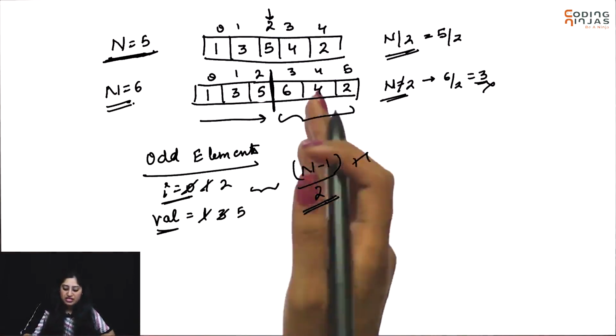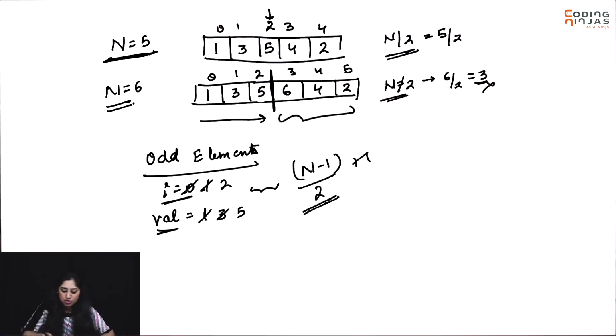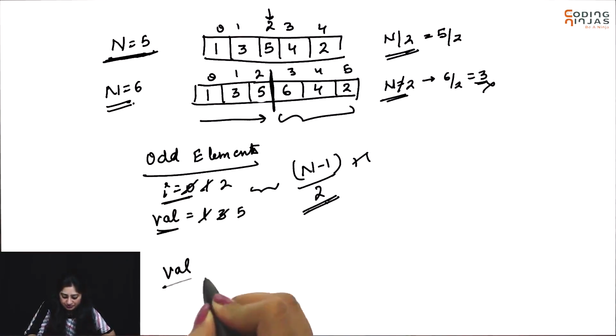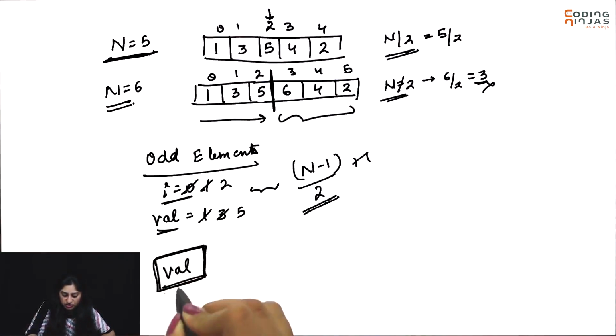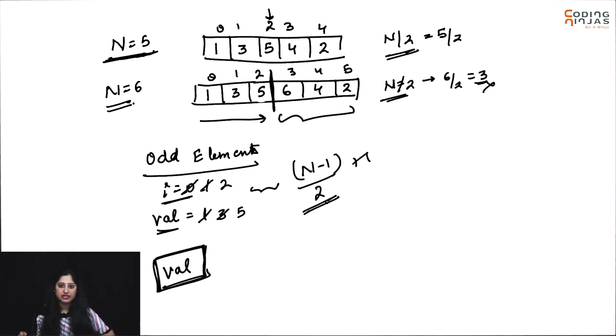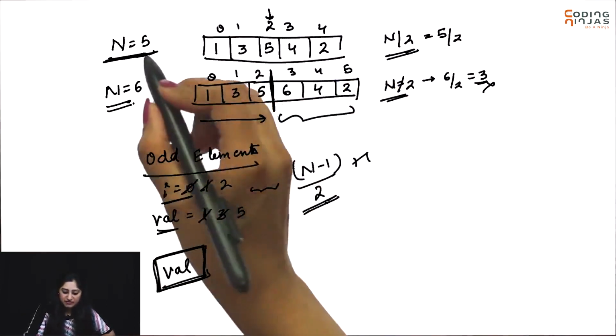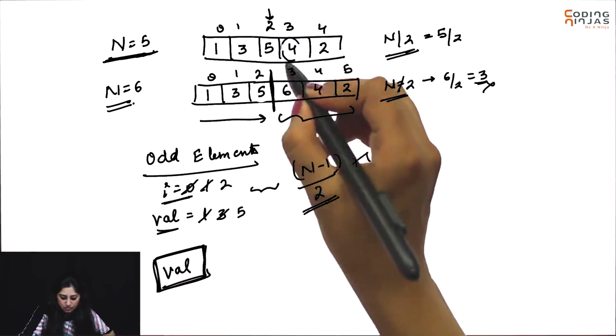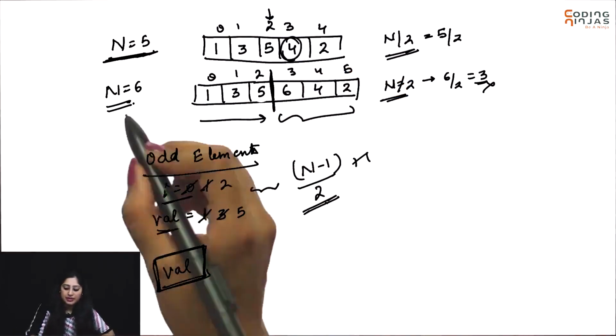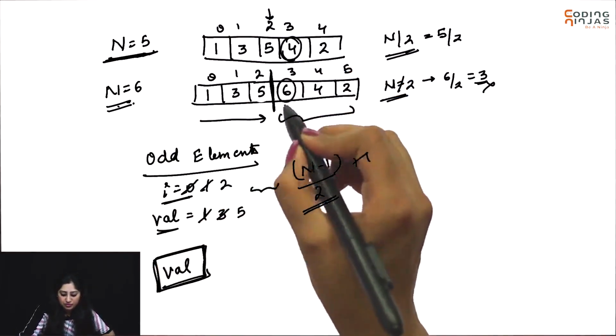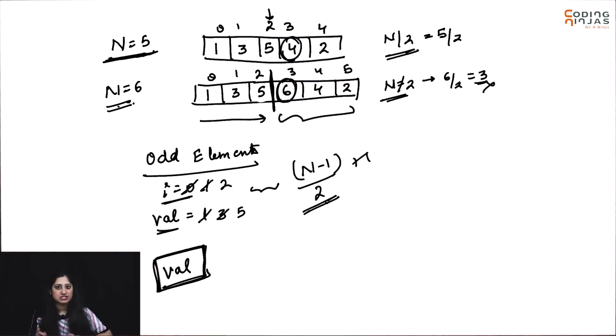So if I am filling the even elements in descending order, the first start value in case of even elements. So in this case, if n is 5, the first value that I have to start with is 4, right? But if n is 6, the first value that I have to start with is n itself, 6 itself. So I hope you are able to notice the difference. So when n is 5, the first value that I have to start with is 4, 1 less than 5 I should say. If n is 6, the first value that I have to start decreasing with is 6 itself.